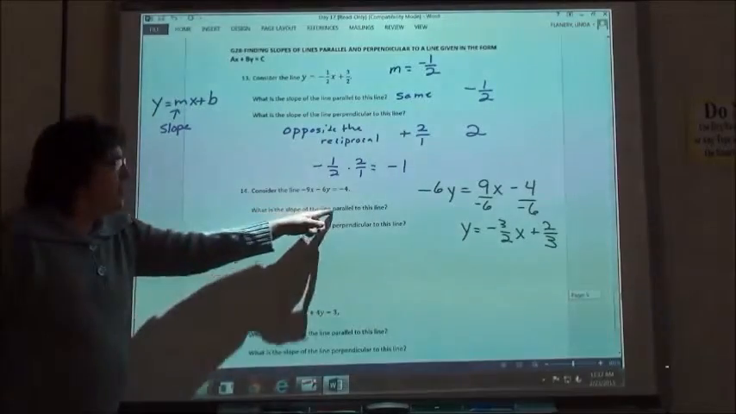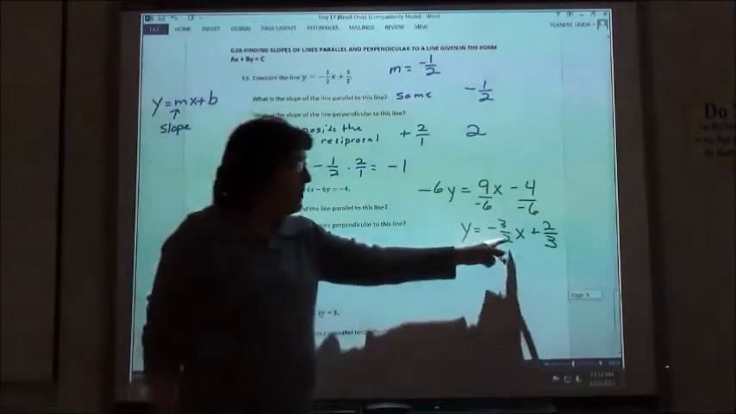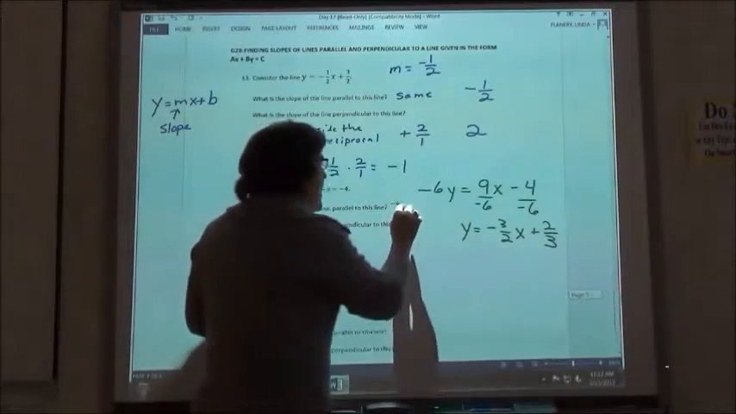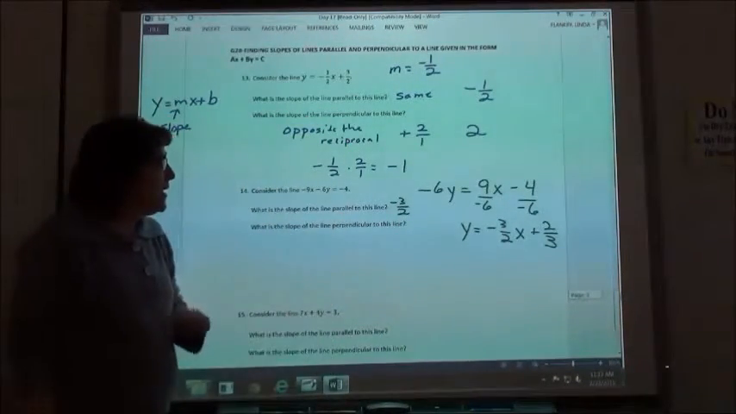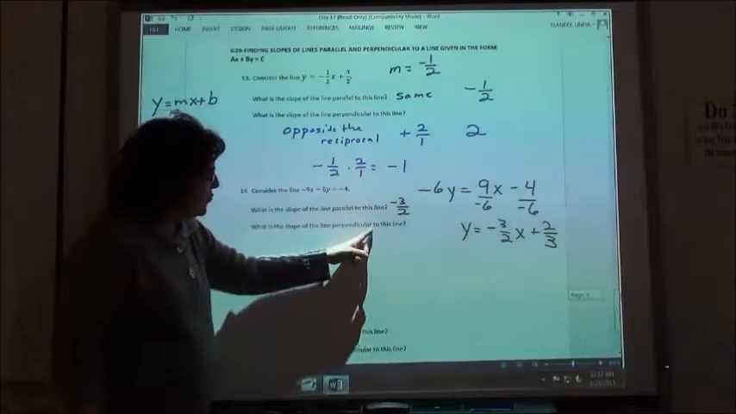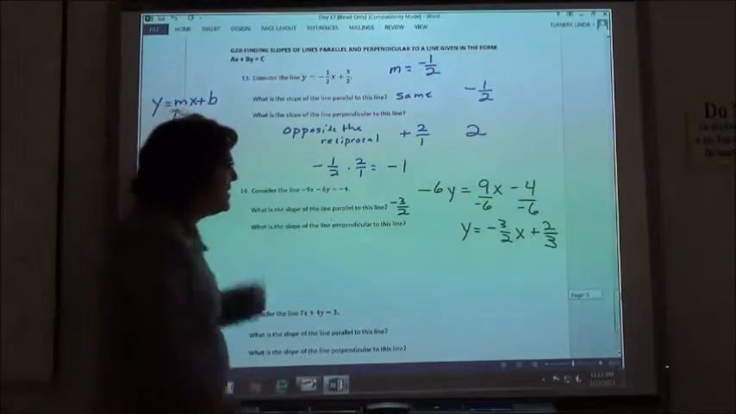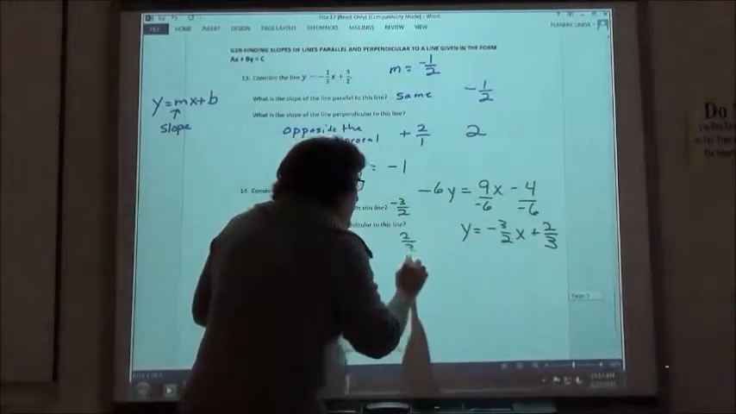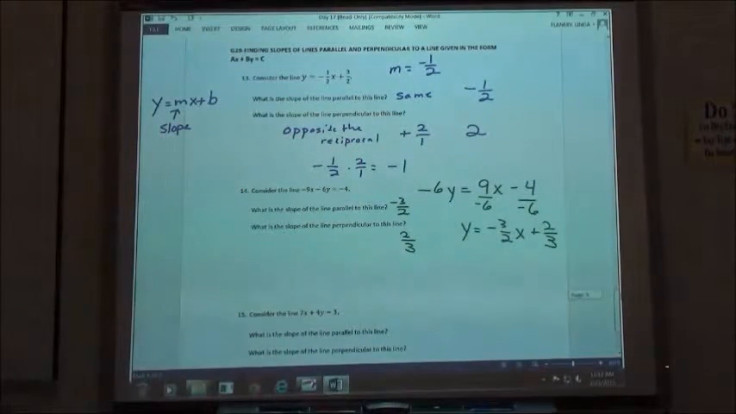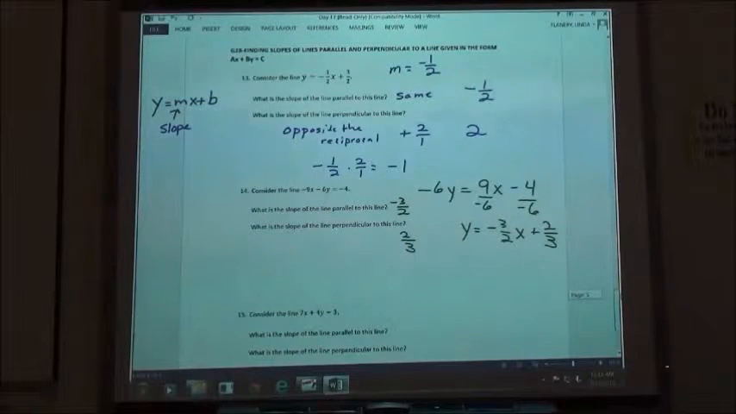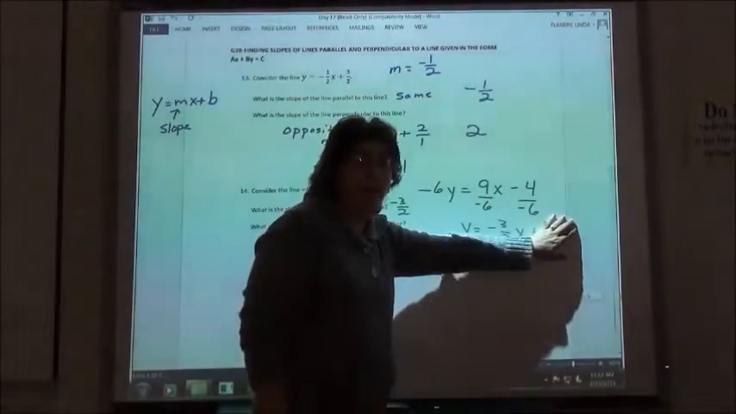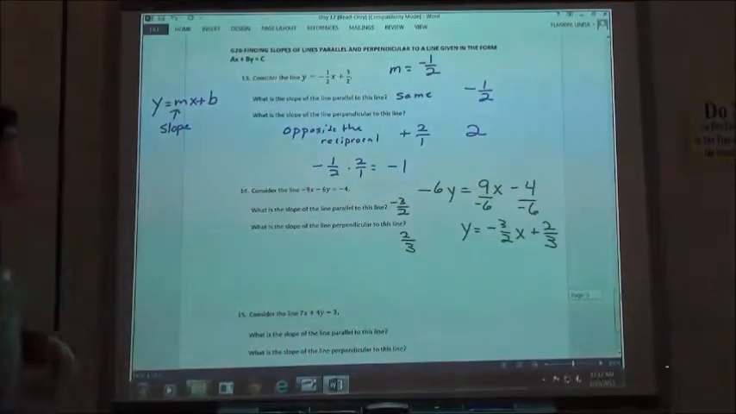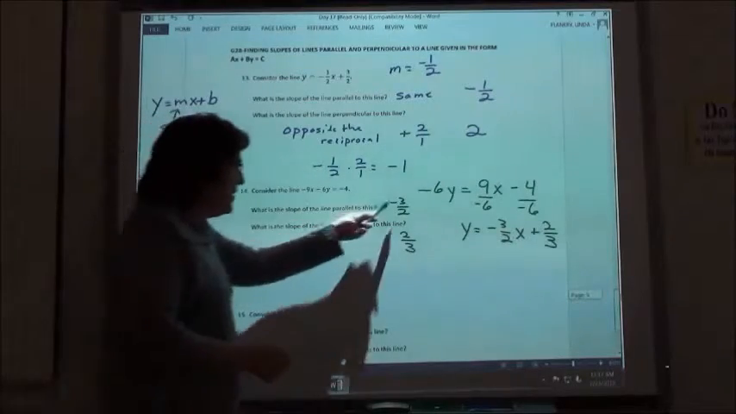So what is the slope of the line parallel? It should be the same as the slope of this line, negative 3 over 2. What is the slope of the line perpendicular? Since this is negative, this one's going to be positive, and it's going to be the reciprocal, so positive 2/3. So negative 3/2 is the parallel slope, positive 2/3 is the perpendicular slope. It doesn't have anything to do with this y-intercept, that just happened to be a coincidence there. Opposite, reciprocal.